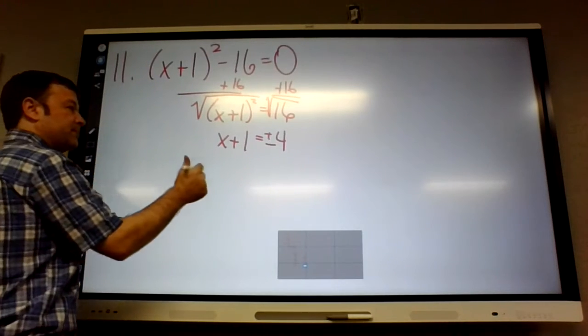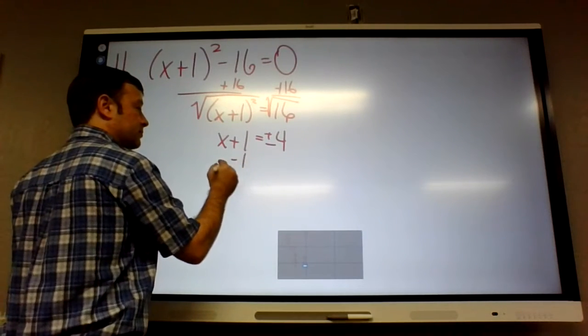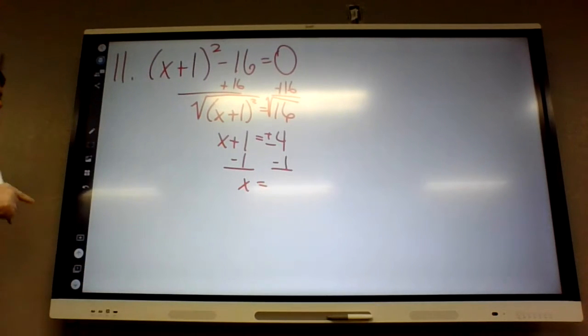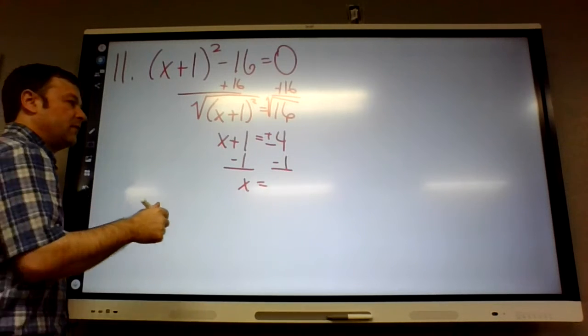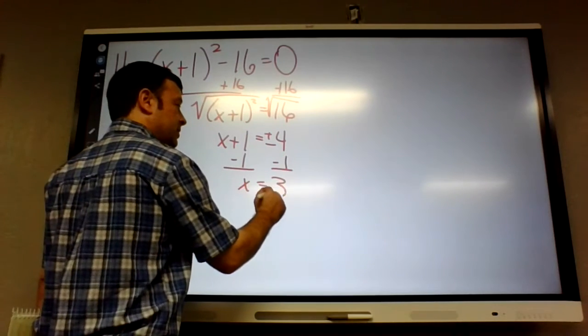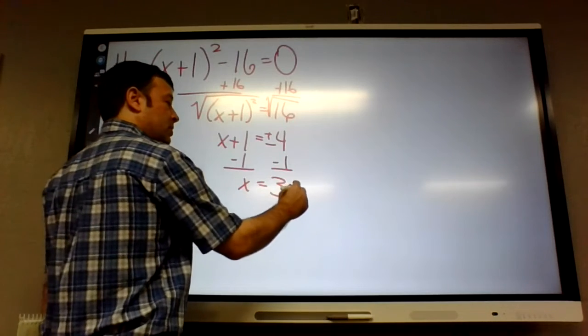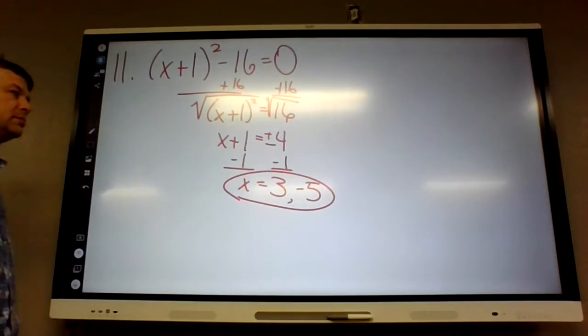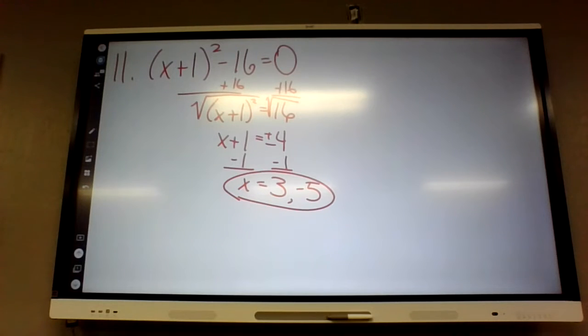That's my last step. You have to add 1 to both of them. So it's 4 minus 1 and it's negative 4 minus 1. So 4 minus 1 is 3. Negative 4 minus 1 is negative 5. Why, okay, so wait, what was that? It's 4 minus 1 and negative 4 minus 1.